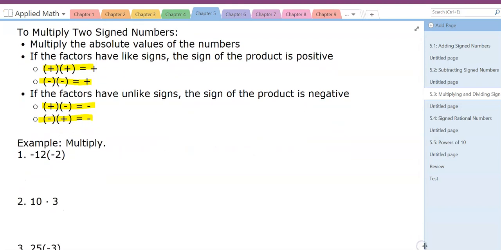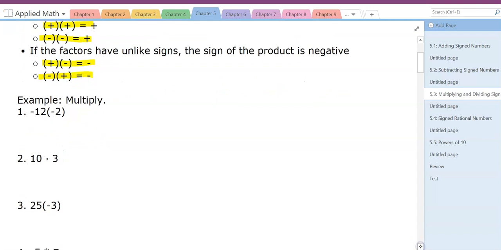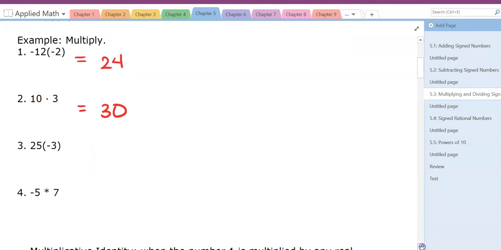So if I take negative 12 times negative 2, what am I going to get for an answer? So positive 24. How about 10 times 3? Next one. And the last one. So negative 35.